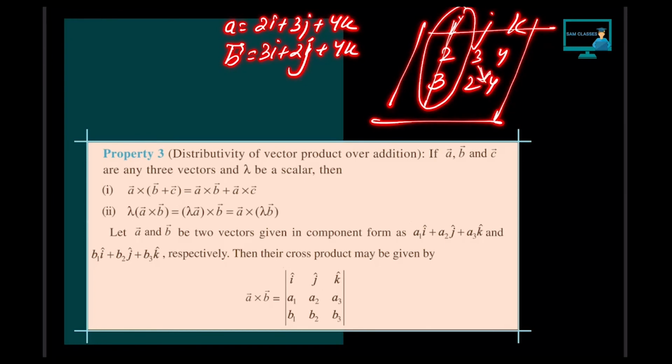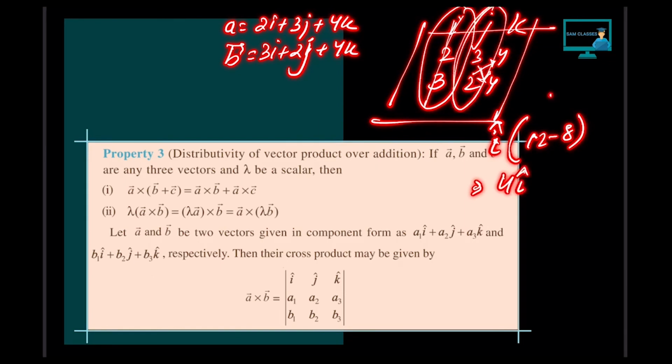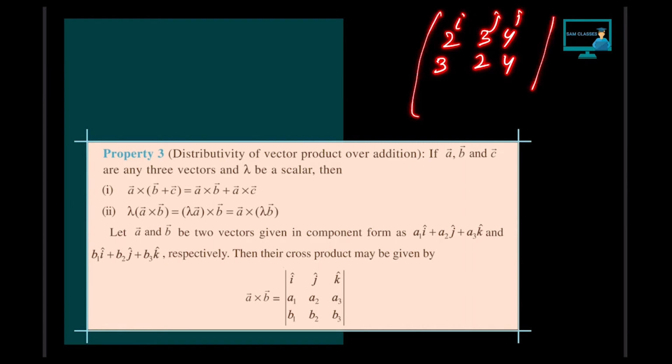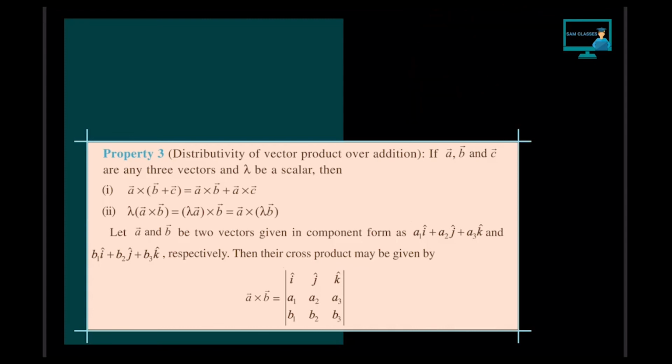So 3 into 4 is 12, minus 2 into 4, which is 8. So it will be i cap into 12 minus 8, basically 4 i cap. Now for the second one, j, it will be negative. Leave this row, leave this column. I'll do it again with a white pencil.